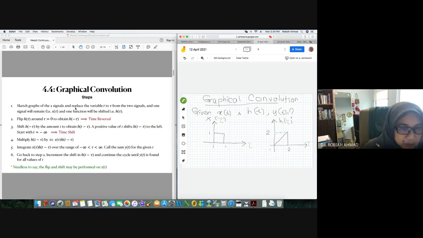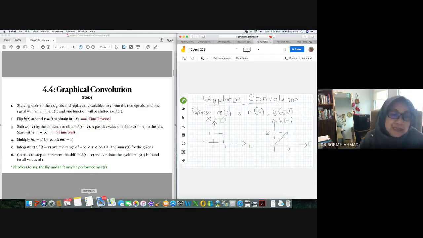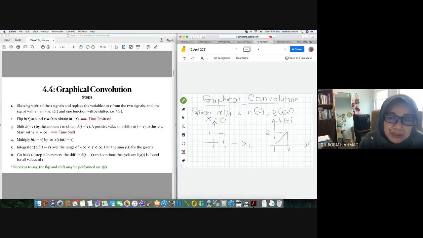Usually, why h? Why not x? Either one is fine. Usually the tip is to choose whichever is easier. Later that signal is going to be shifted and then it will travel. We'll see in a while. Okay, let's say in this case I choose the triangle. So go to the next page.